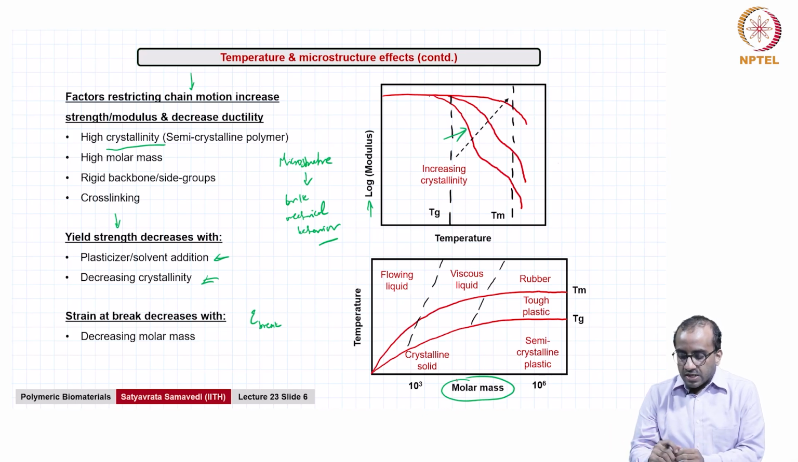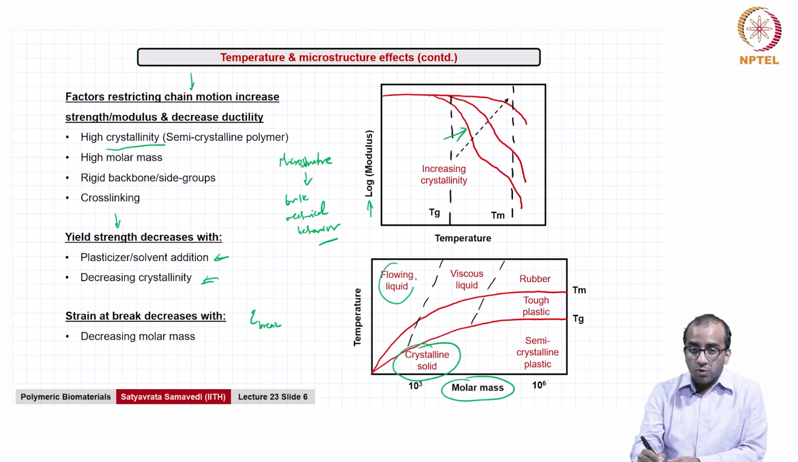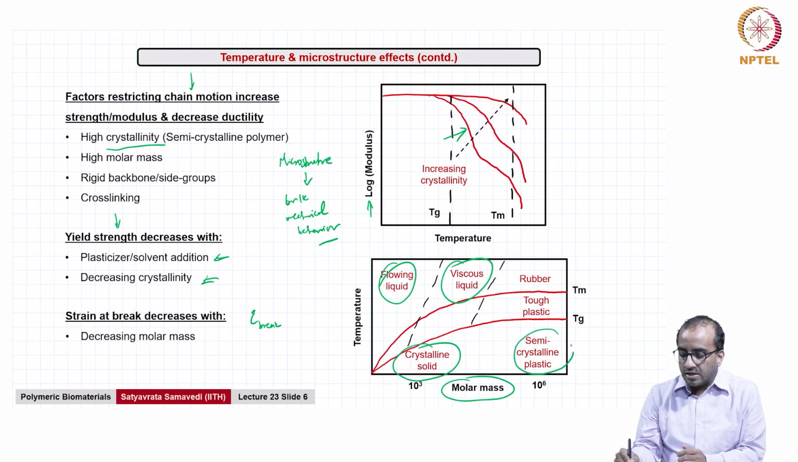What this shows is that depending again on TG and TM, for very low temperature and low molar mass, you can have a crystalline solid. For very high temperatures, if you do not have enough molar mass, you can have a flowing liquid, right? But if you now have a higher molar mass, like for polymers for example, at very high temperatures, particularly beyond TM, you will start to get a viscous liquid, right? Again, at very high molar mass below TG, you will get a semi-crystalline plastic material, but you can also get a tough plastic above TG.